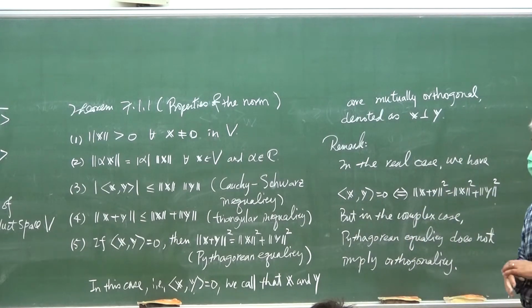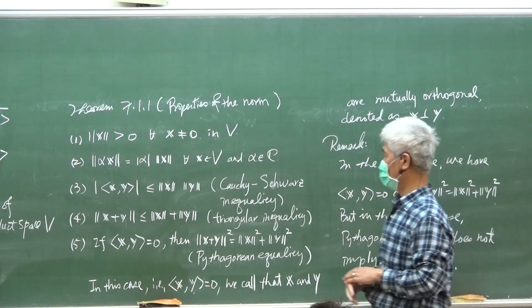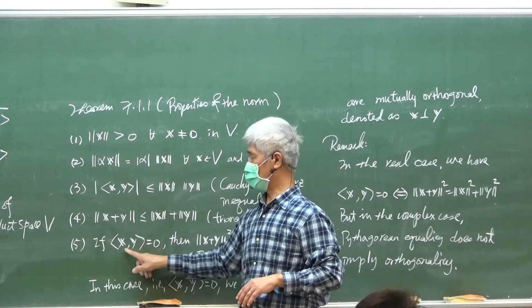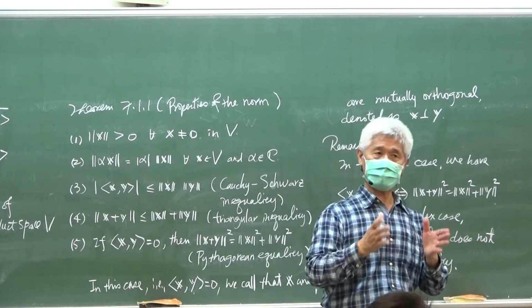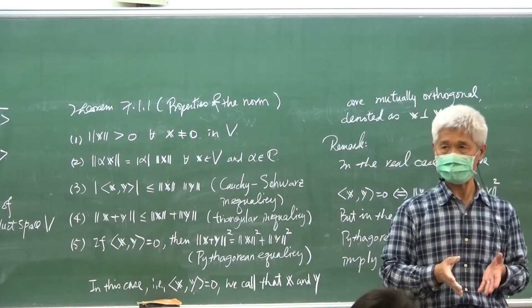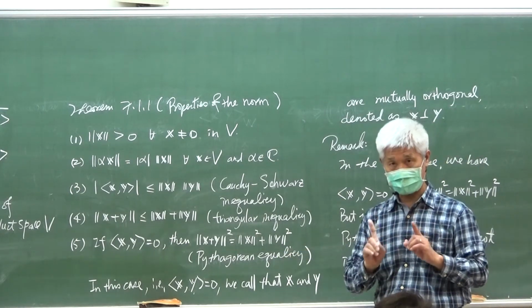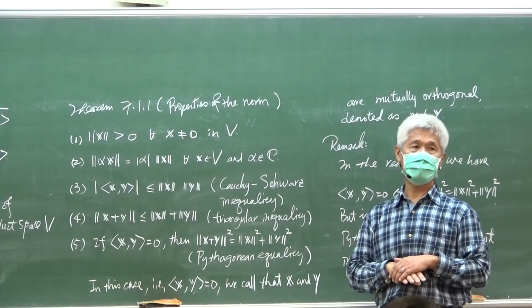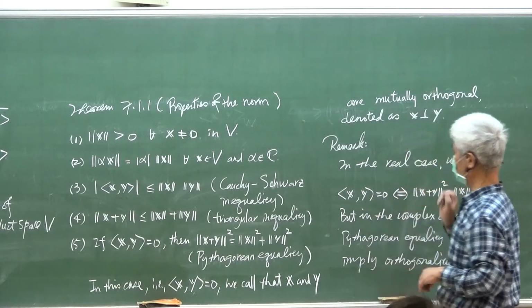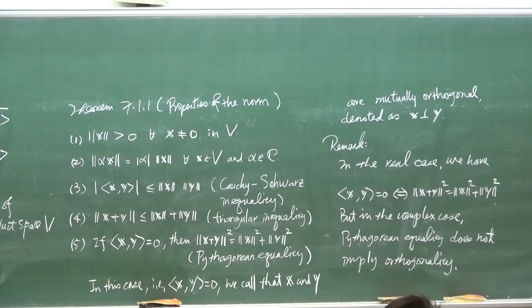So it is possible to have two vectors that are not orthogonal to each other but satisfy the Pythagorean equality. It is possible. So that is a warning. Any questions? Okay, so before I give a proof, we will take a rest for 5 minutes.